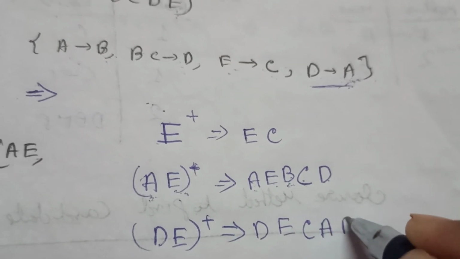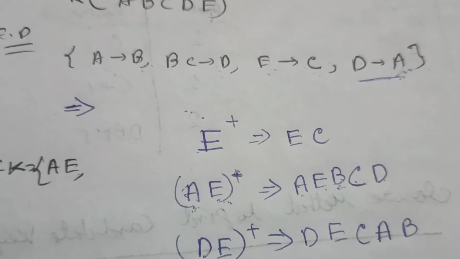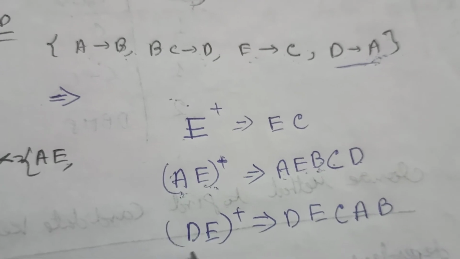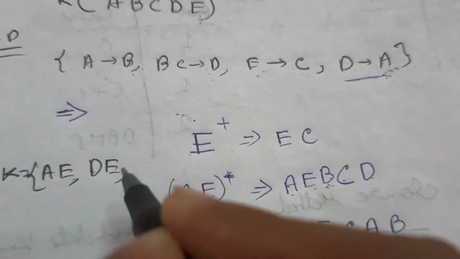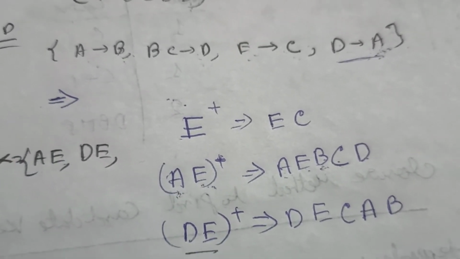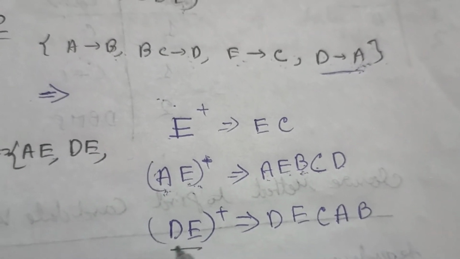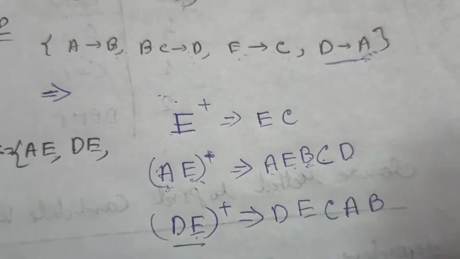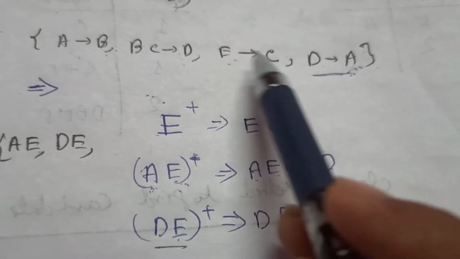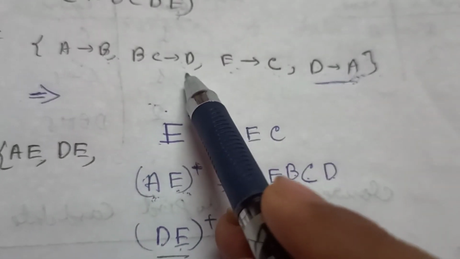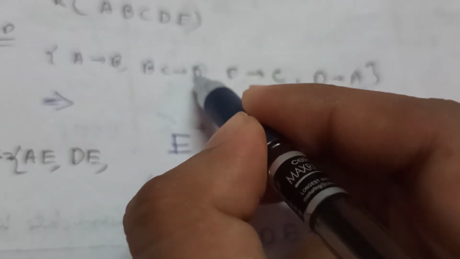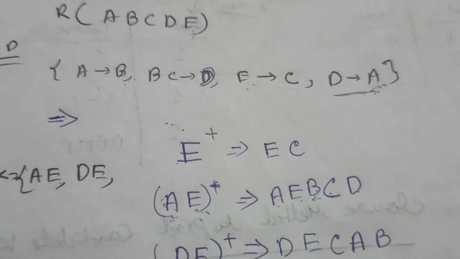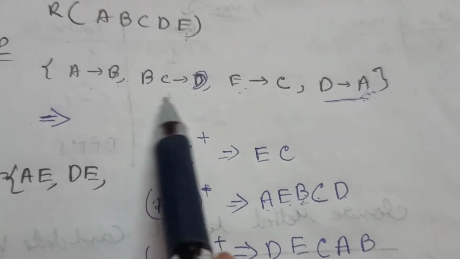So see, this is also our candidate key. So this will also be included into our set of candidate keys. Now again we will repeat the similar process. If D or E is present on the right hand side of any functional dependency, so let's see. Here, D is present on the right hand side of this functional dependency.